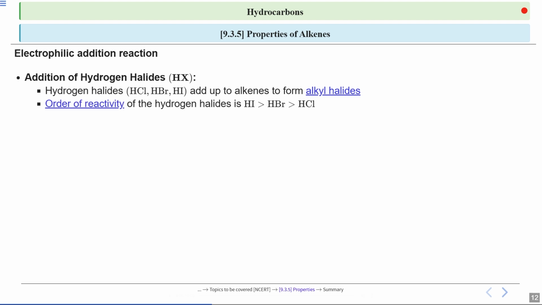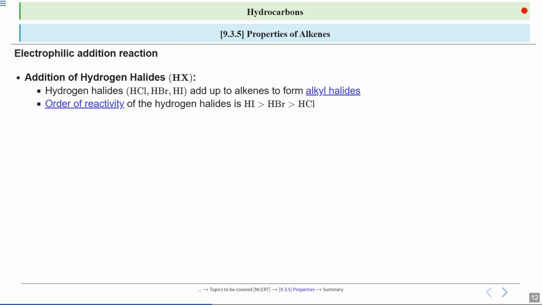What is the order of reactivity here? So hydrogen halide, HI reacts fastest, then comes your HBr followed by HCl. This means that if you have three available halogens, HI will add quickly to the alkene. This order is due to the bond strength between hydrogen and the halogen. Weaker is the bond strength, easier it is to break and react.